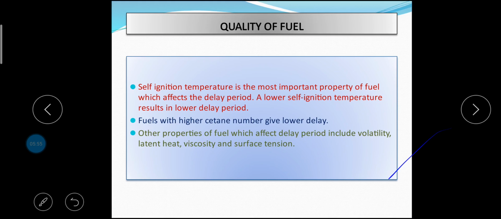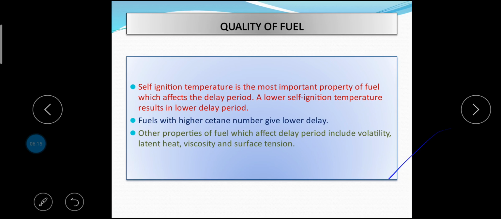Next, intake temperature. Increase in intake temperature increases the compressed air temperature, resulting in reduced delay period. However, preheating of the charge for this purpose would be undesirable because it would reduce the density of air, reducing the volumetric efficiency and power output.